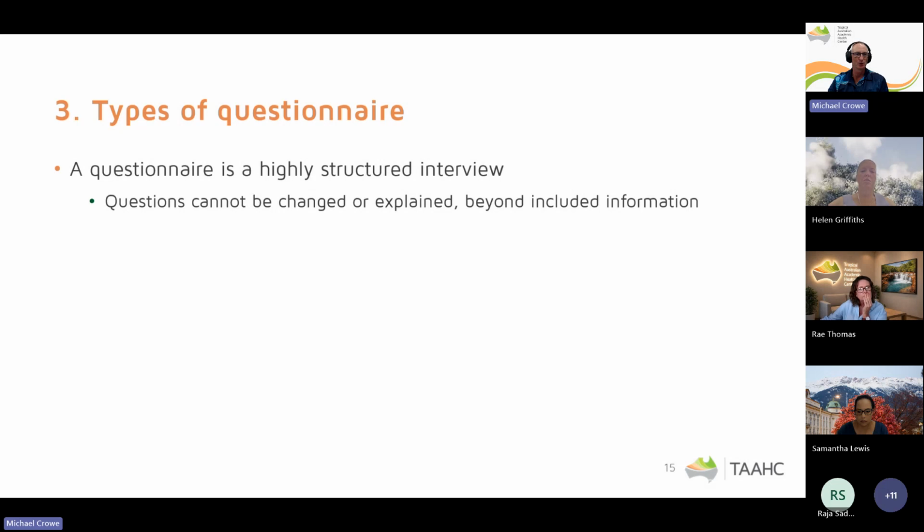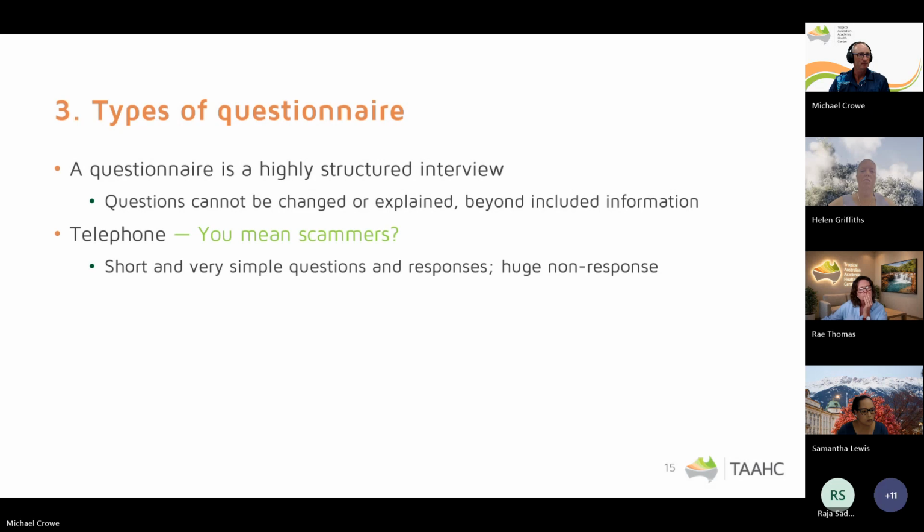Okay, so next we'll be getting on to types of questionnaire. I'll keep going and then I'll stop after this one, because it gets into more of the nuts and bolts after this. Another way of saying it is that a questionnaire is a highly structured interview. Questions, once you've put them on a questionnaire, you can't explain them to people. They have to be self-explanatory, and they have to include all the information that's required.